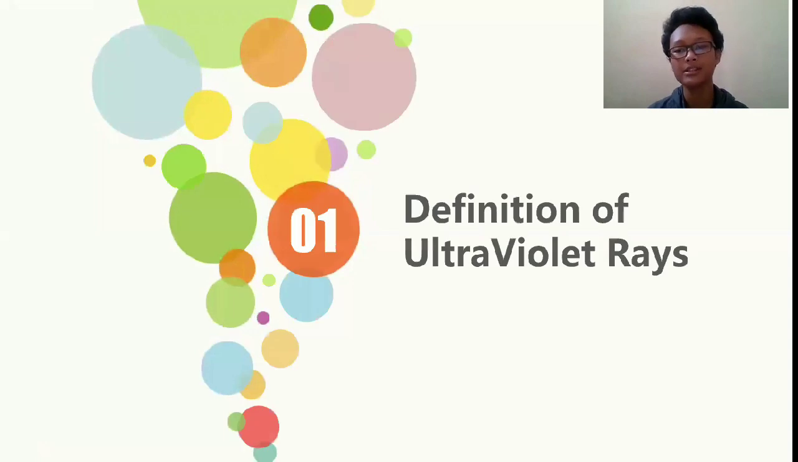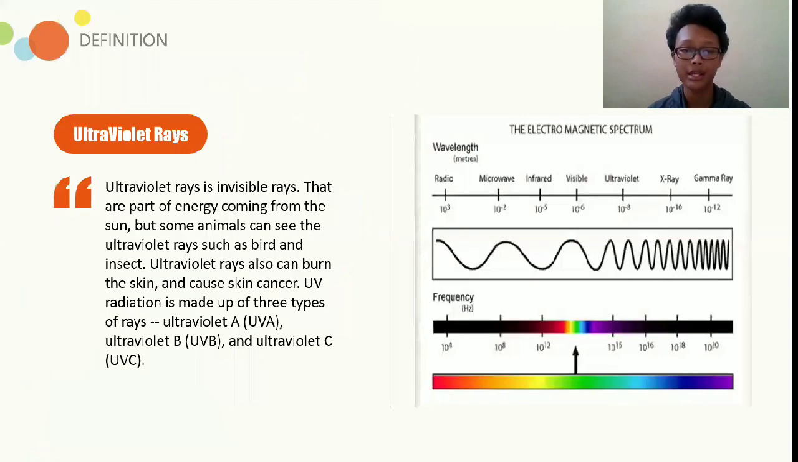The first is the definition of ultraviolet rays. Ultraviolet rays are invisible rays that are part of the energy coming from the sun. But some animals can see ultraviolet rays, such as birds and insects. Ultraviolet rays can also burn the skin and cause skin cancer. UV radiation is made up of three types of rays: ultraviolet A, ultraviolet B, and ultraviolet C.